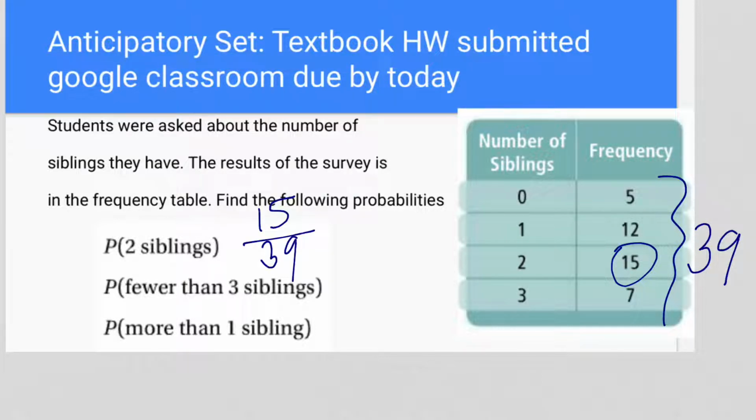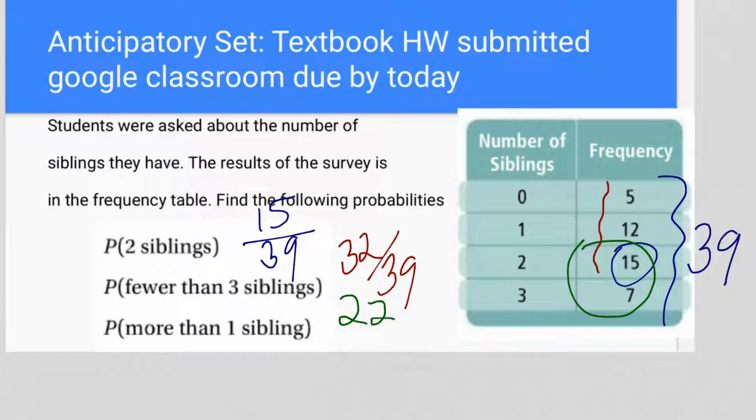Fewer than 3 siblings. All right, for that one, I would have to add up these 3 here, 2, 1, and 0. So 15 and 12 is 27, plus another 5 is 32 out of 39. And then the last one here is more than 1 sibling. More than 1 would have to be the amounts of 2 and 3 siblings together. And that would be 22 out of 39 total.